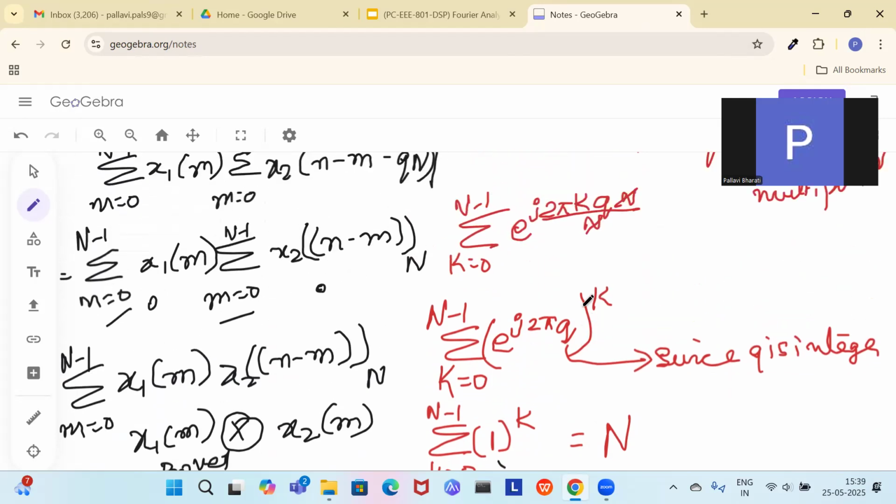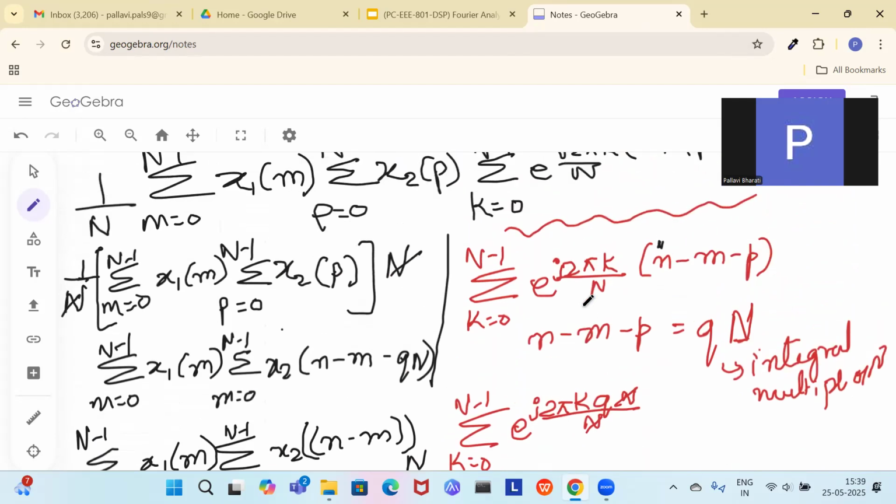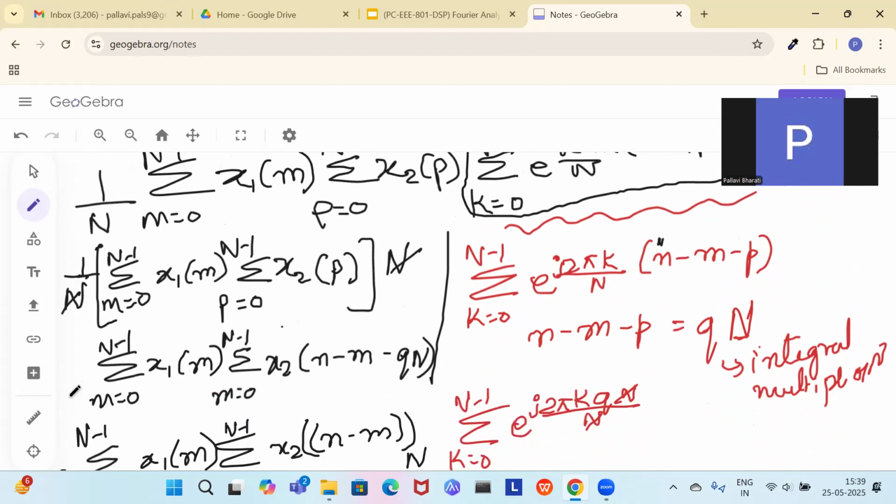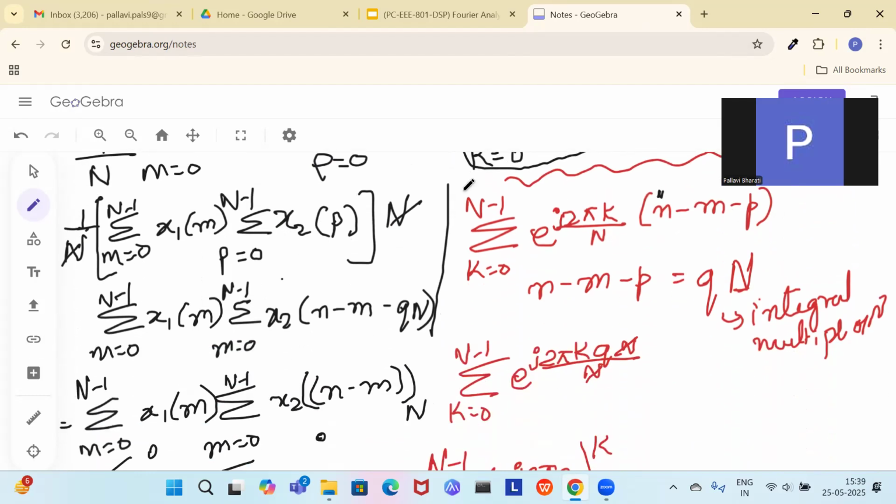Then we are taking this N and putting it in this part. We have calculated for this whole part, and the value has come equal to capital N. So we wrote this capital N and cancelled it with this one. Thereafter, we are left with a very small thing. This p, you can write as n minus m minus qN.